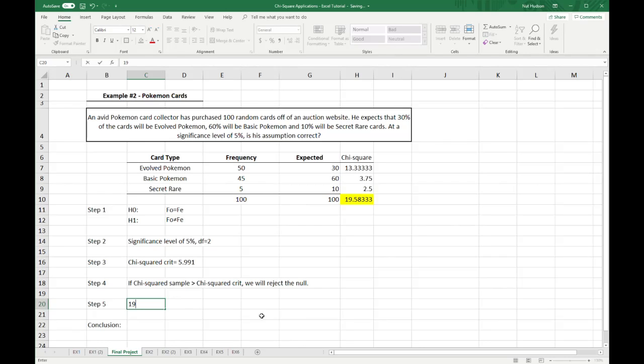So because our chi-square sample is 19.58, which is much larger than our critical chi-square crit number, we will definitely reject the null. Our conclusion, based on this sample, we might conclude that the assumption about the Pokemon cards was not correct.